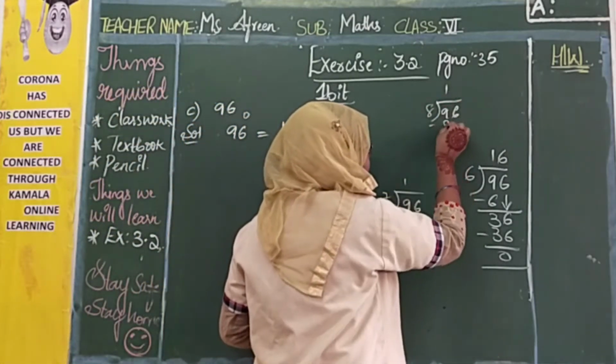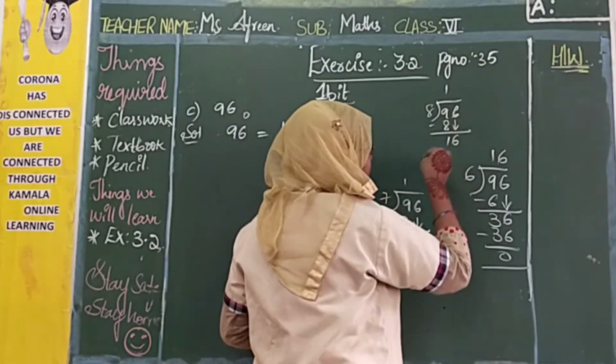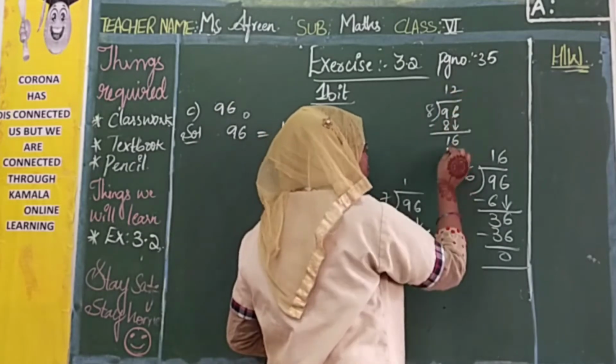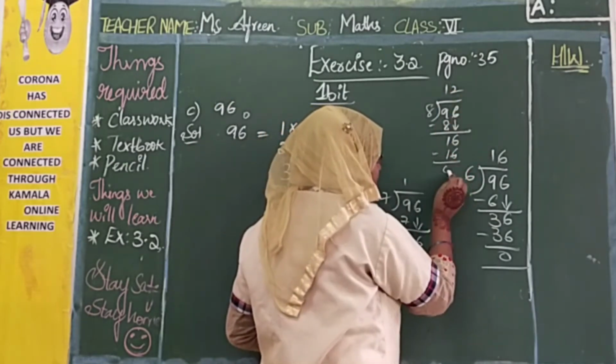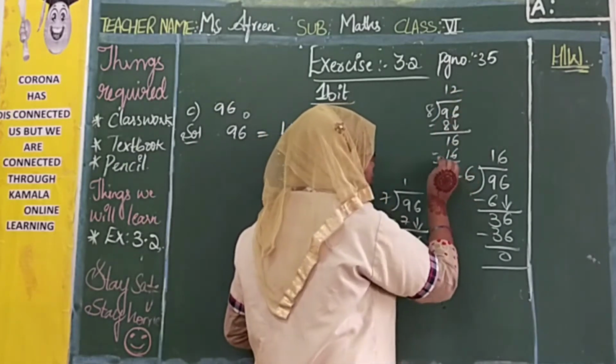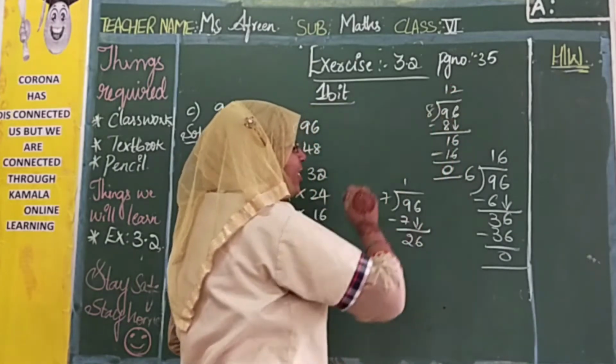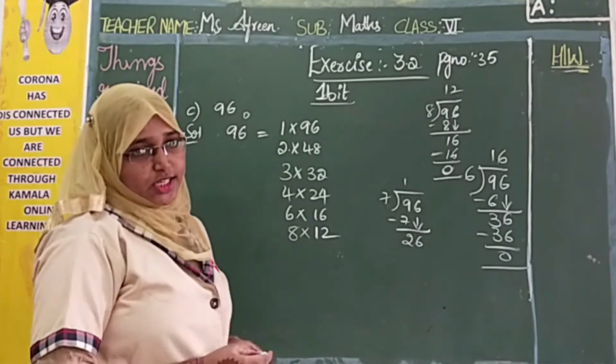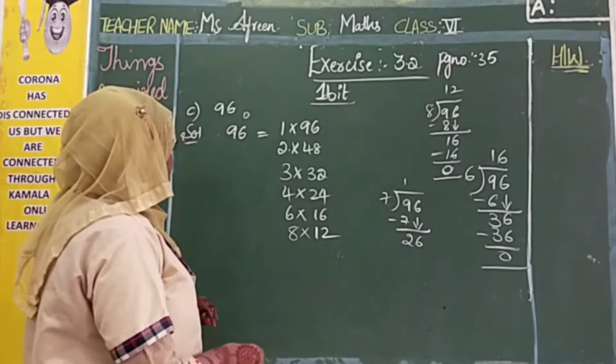8 ones are 8, 9 minus 8, 1, 16. Yes, 8 ones are 8, 8 twos are 16. 16 minus 16 is 0. So what is the multiple? 8 into 12. 12 8s are 96. Or 8 12s are 96.